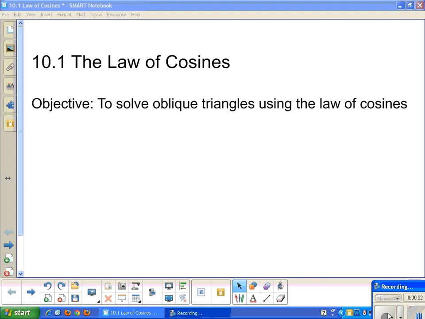Section 10.1, the Law of Cosines. Our objective is to solve oblique triangles using the Law of Cosines. So in Sections 6.1 and 6.2, we learned right triangle trigonometry and its applications.